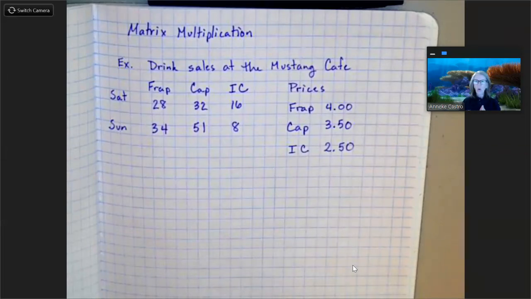Okay, Cappuccino, we are going to do some matrix multiplication. So I'm going to start out with an example that is in a context so that kind of makes sense why we would even do matrix multiplication. And then we'll do one that's decontextualized just to show you how to manipulate the numbers. So you'll have a second example.